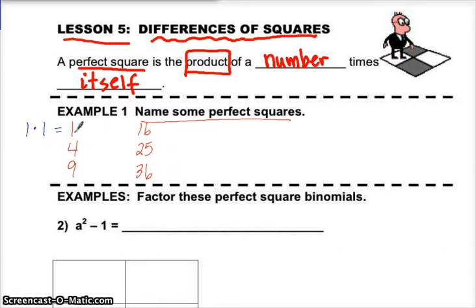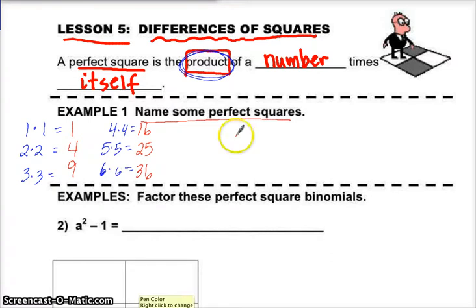So 1 times 1, that's 1. What's the next number in order? 2. 2 times 2 is 4. Remember, the perfect square is the actual product. These numbers in red are the perfect squares. The blue is how I'm getting that perfect square. So 3 times 3, that's 9. 4 times 4, that's 16. 5 times 5 is 25. 6 times 6, 36.